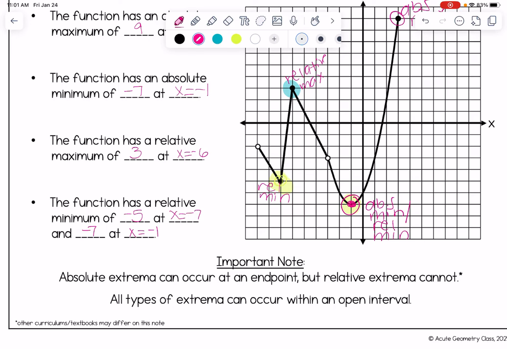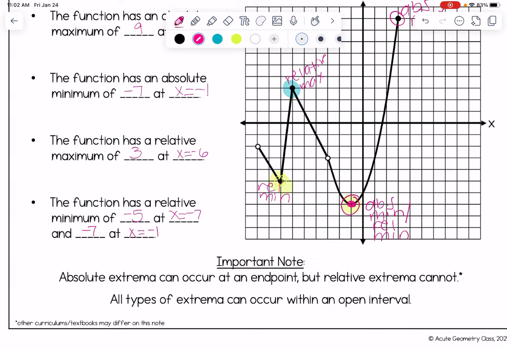Just an important note, and we'll be talking about this in subsequent lessons too: absolute extrema can occur at an endpoint, but relative extrema cannot. All types of extrema can occur within an open interval. It's important to note here, the little asterisk, that some textbooks and curriculums may define this a little bit differently, but in all of my videos and in my notes, we're going to go with this idea that absolute extrema can occur at an endpoint, relative extrema cannot.